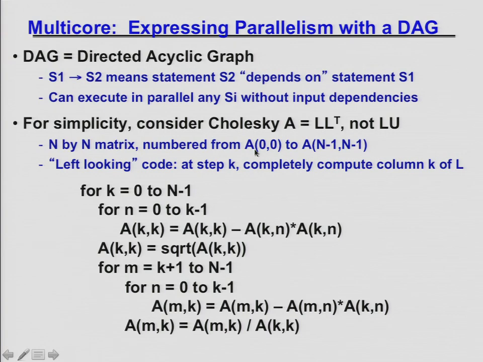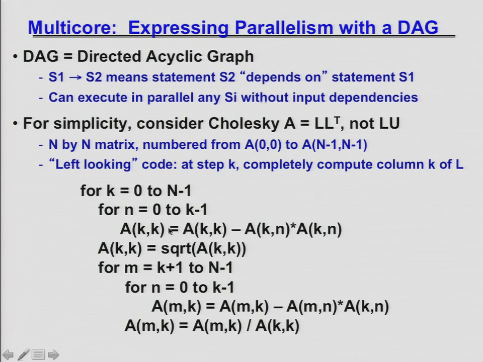Let me use Cholesky to illustrate this, because it's easier. I'm going to first do the version where every last scalar operation is in there to define the DAG, and then I'll define it where I call matrix multiplies and things like that in the inner loop. So here's Cholesky. It's on an n by n matrix, and for simplicity, I'll number it from 0,0 to n minus 1, n minus 1.